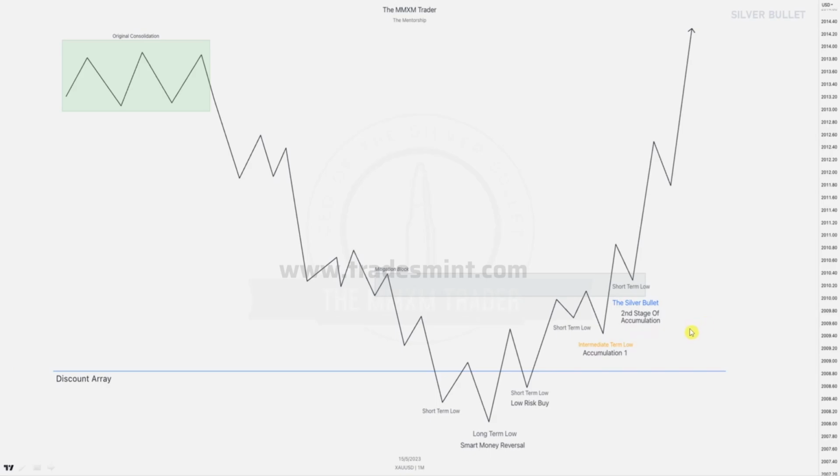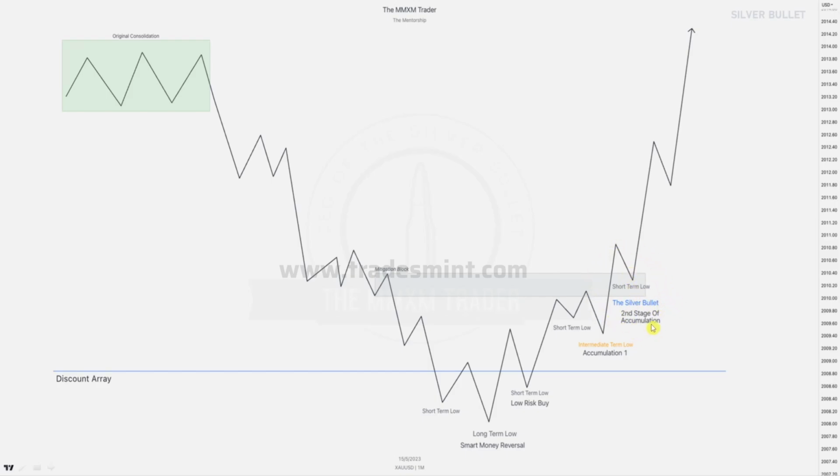Referring back to the other lessons, right, mitigation blocks, we can use all those techniques to solidify our trade idea where that short-term low should form. We've got that mitigation block on the sell side of the curve, extending it out in time, right, to the buy side of the curve. We see this intermediate term low forming, and it is only an intermediate term low once we form a short-term low to the right of it, right? So we need to have a short-term low to the left of it and then a short-term low to the right of it. And this is the silver bullet entry model and second stage of accumulation.